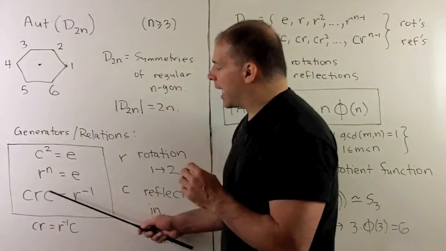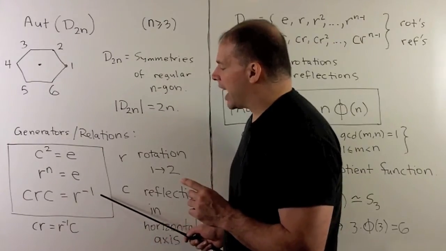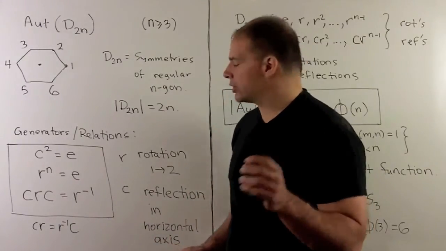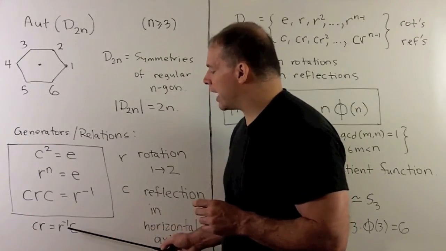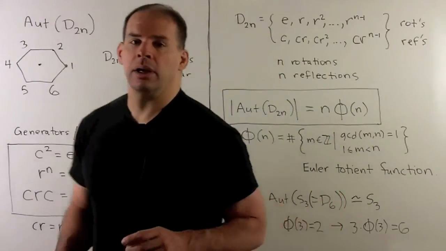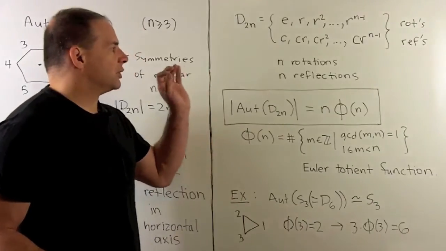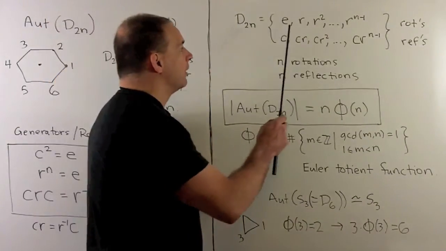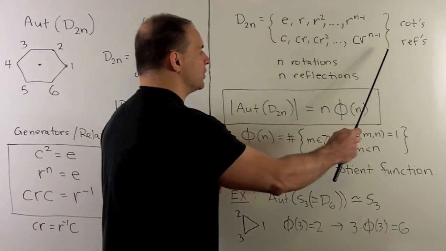Now, in practice, the way we use this, we're going to move C to the other side. We note that C is equal to C inverse. So if I have C times R and I want to push R to the other side, it has to pick up an inverse. Now, with that, we could list all the elements in D2n. So we're going to have n rotations, if we count the identity, and n reflections.